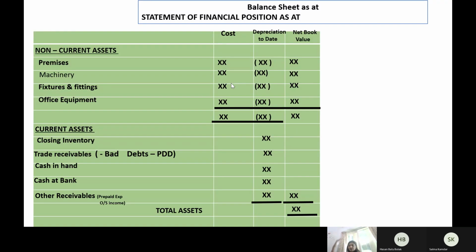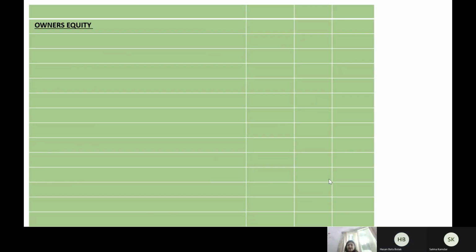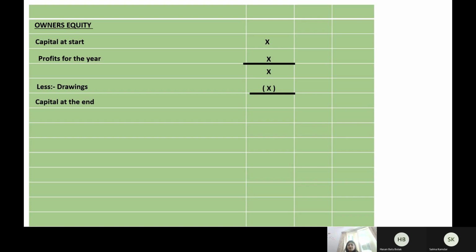So the balance sheet will just go like that in the same way. Below this only, you will leave one line and first you will write owner's equity, or it could be owner's capital. Okay? So how do you get this owner's equity? You get it as capital at start, add the profit for the year, less the drawings will give you capital at the end. Now this all has to be done in the second column.